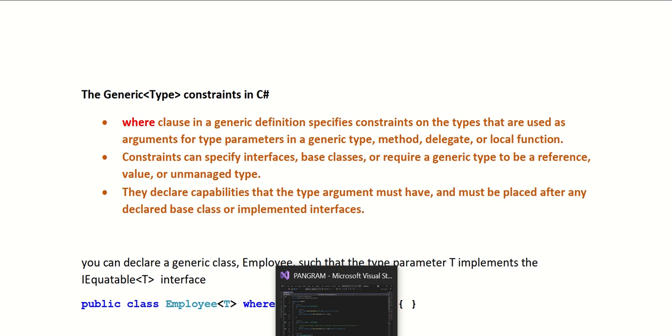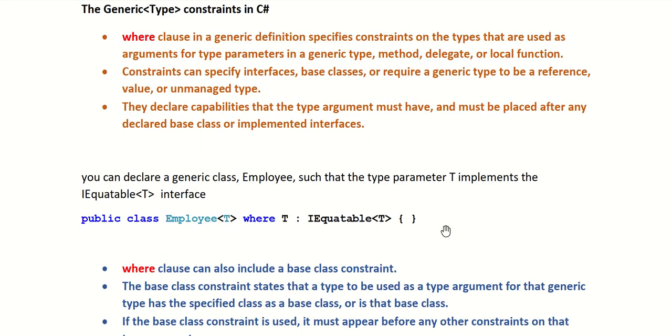One good example is that you can declare a generic class Employee such that the type parameter T implements the IEquatable interface, like this. Public class Employee of T where T is IEquatable of T. So whatever class you pass here when you create an object of this Employee class should implement the IEquatable of T interface. If it doesn't, it will return a compiler error. Let me show you that quickly.